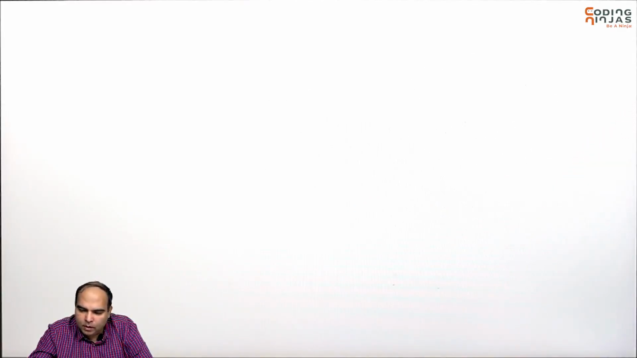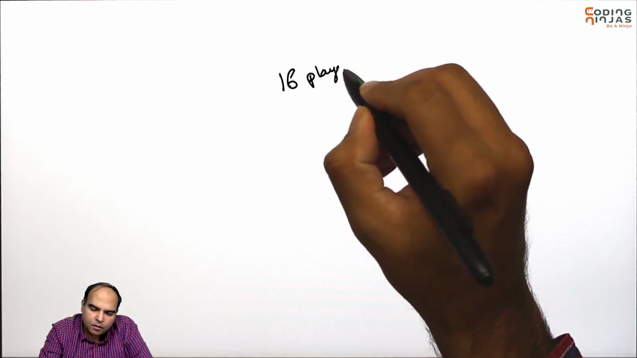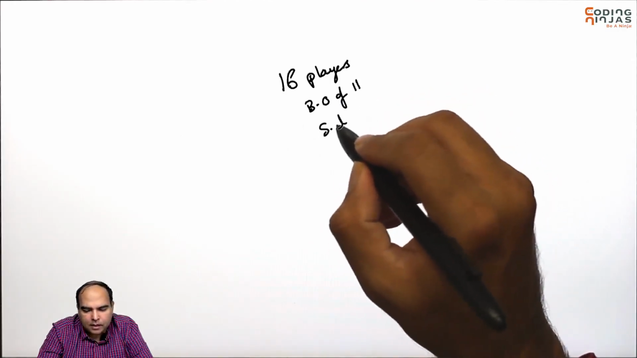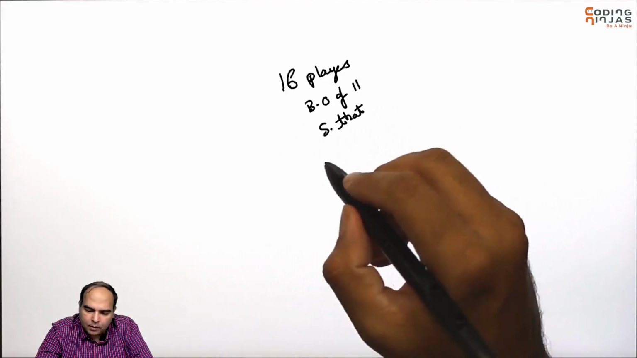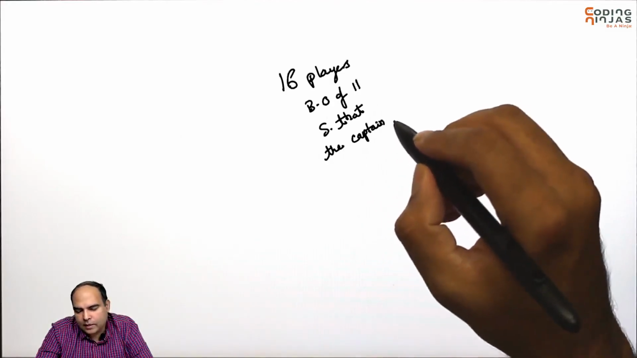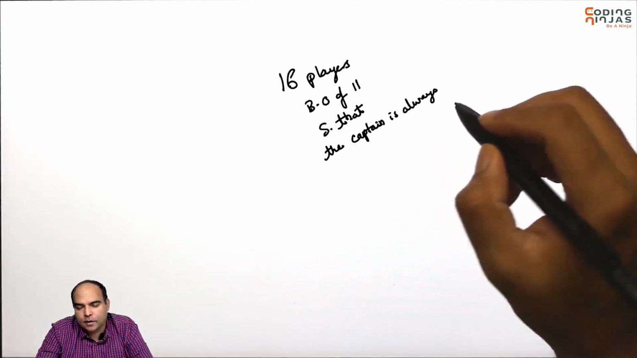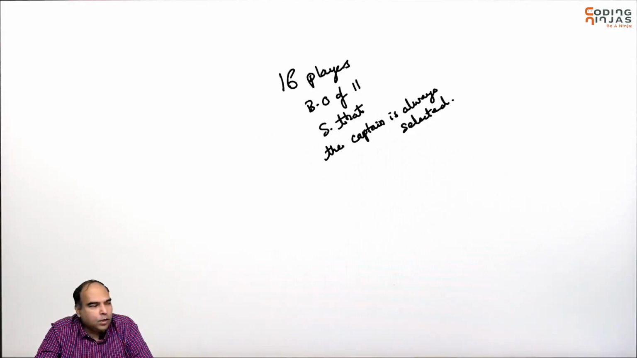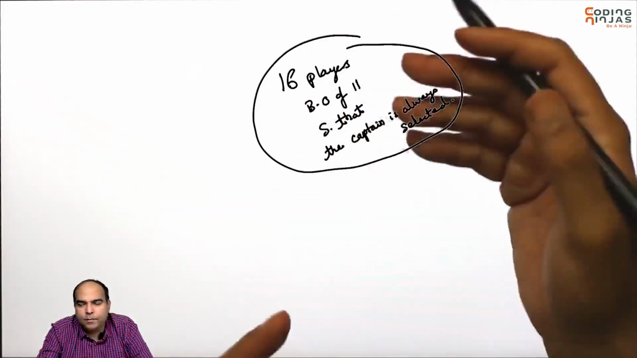But the moment you twist the question, suppose I give you this question that there are 16 players in a cricket team and I want to form a batting order of 11 such that the captain is always selected. Now this is where nPr fails, because you can't do this any longer using nPr. The captain is always selected. You can no longer do this using nPr because in this scenario, there's no way nPr will work.